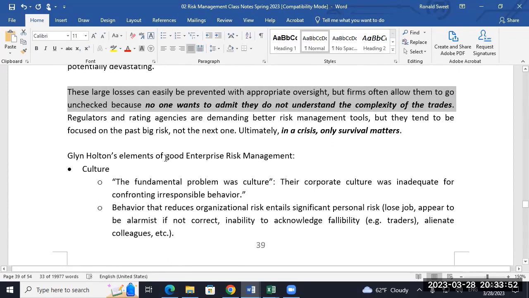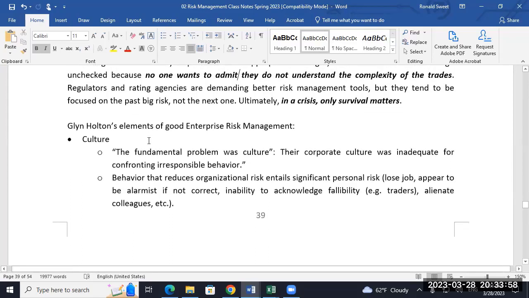So it's tough to get them to fully understand what you're doing. They don't have the time, and a lot of times they'll approve stuff just because they don't have time to mess with it. Regulators, rate agencies, they're demanding better risk tools, but they tend to focus on what just happened, not on what is about to happen. So ultimately, in a crisis, only survival matters.